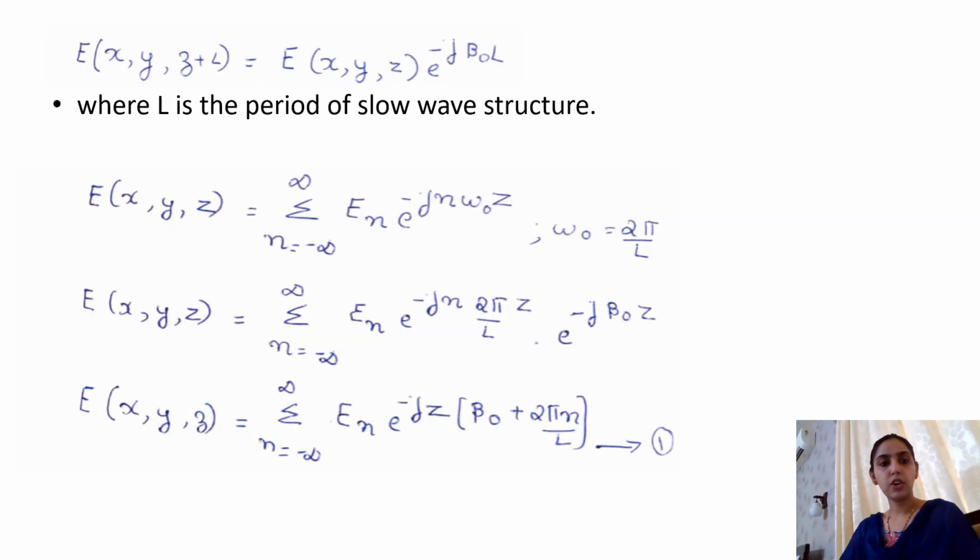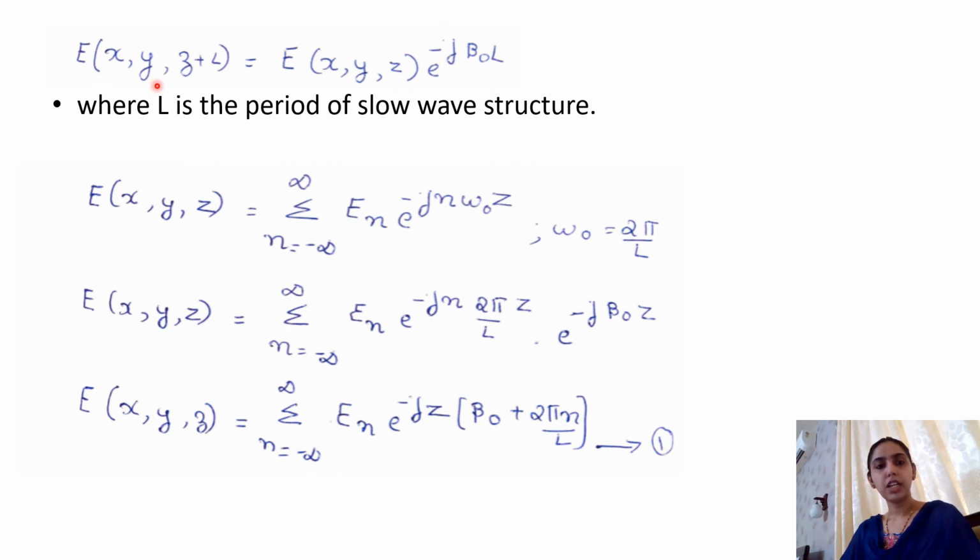Continuing with Floquet's theory, in a slow wave structure we can represent the electric field distribution in the adjacent cell by a complex constant. So the electric field, I am writing it as E of x, y, z plus L, where z plus L represents the distance to the adjacent cell. L is the distance between the adjacent cells. That can be represented as E of x, y, z times e raised to minus j beta naught L.